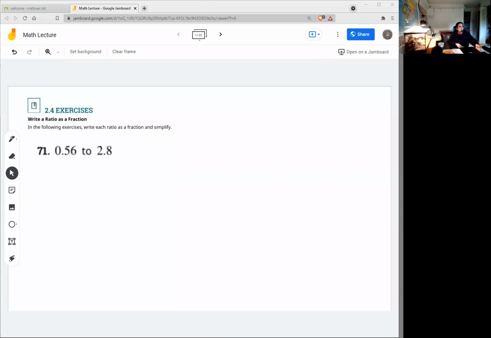Study session Wednesday, we're looking at section 2.4 in the textbook: how to write these two numbers as a ratio, as a fraction, and simplify. So writing it as a fraction just means put one number on top of the other. The first one goes on top, wherever it says 2, that's like the fraction bar, and then the second number.